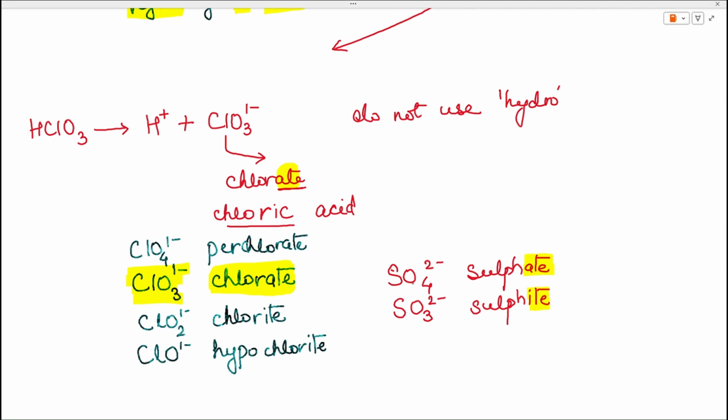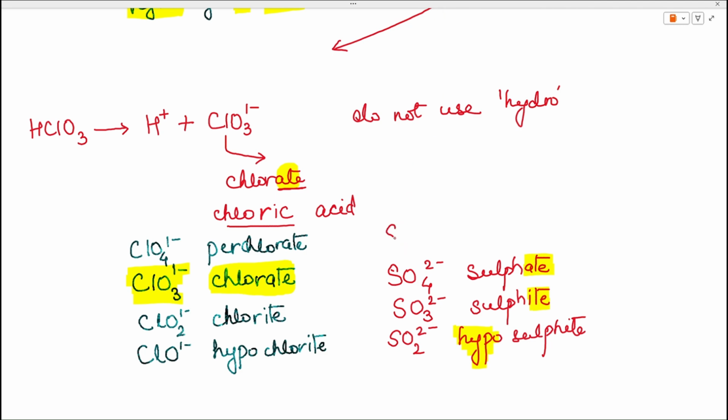If I reduce one more oxygen from ite, it makes it SO2 with a 2 negative charge, and I'm going to call it hyposulfite. So here you can see that I added the prefix hypo and let the rest of it be the same. Now from sulfate we can make persulfate again.